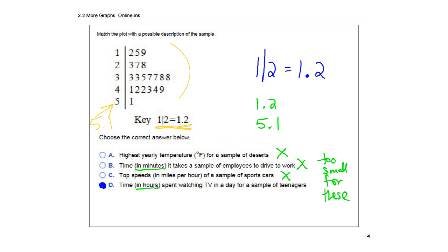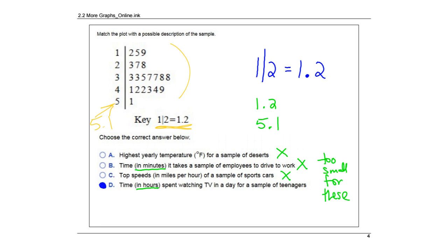So you have to always look at the key. They want to know, for this data, which of these things would make sense as the data. For the first one, it says the highest yearly temperature. Well, 1.2 and 5.1, that doesn't make sense for the highest yearly temperature in a desert.